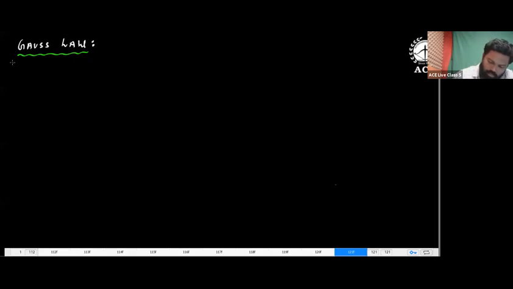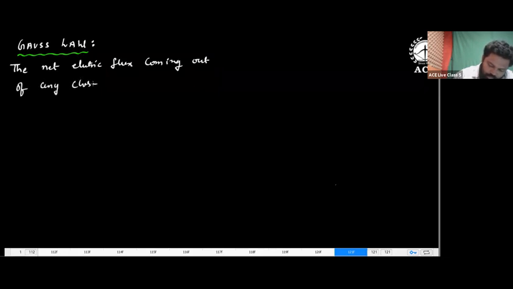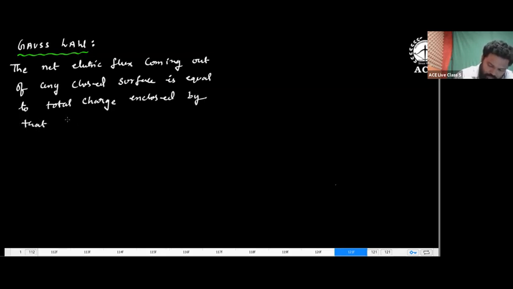Let me write down the statement first here. The net electric flux coming out of any closed surface is equal to total charge enclosed by that surface. The net electric flux coming out of any closed surface is equal to total charge enclosed by that surface.